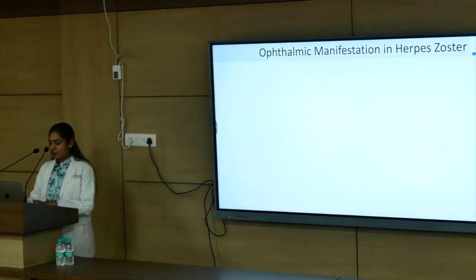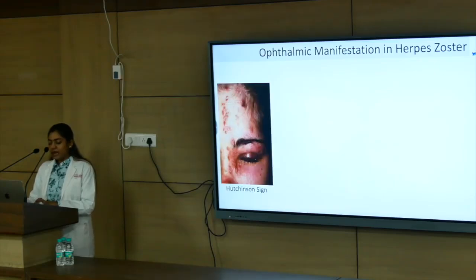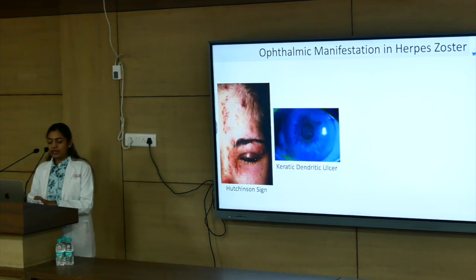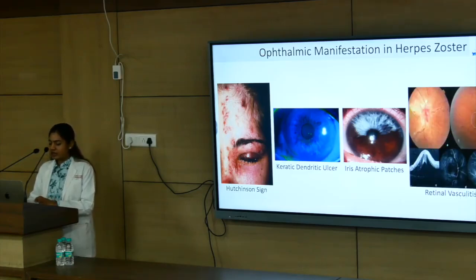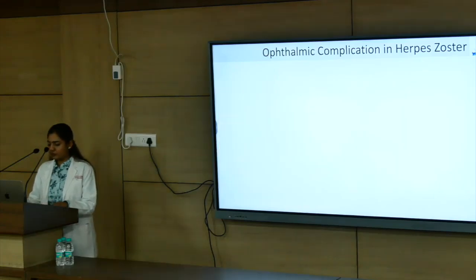Ophthalmic manifestations in herpes zoster ophthalmicus. Hutchinson's sign is defined as vesicular lesions at the tip, root and side of the nose. It is a strong predictor for ocular inflammation and corneal denervation in herpes zoster ophthalmicus. On slit lamp examination, we may find dendritic ulcers on fluorescein staining and iris atrophic patches, and in many serious cases might progress to retinal vasculitis, which may cause necrosis of the retina.